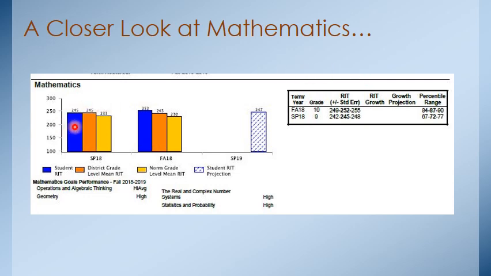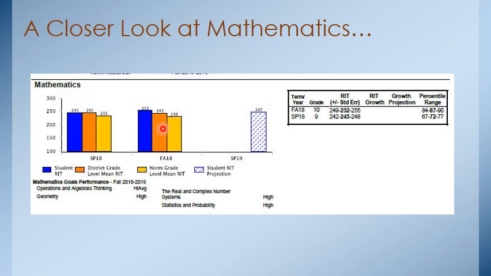So our sample student obtained a RIT score of 245 last spring. The SC average score for this grade level on this assessment is in orange and was also a 245 last spring. The national average last spring was 233, and so both our sample student and the SC average are above the national average. Moving to fall, our student scored a 252.